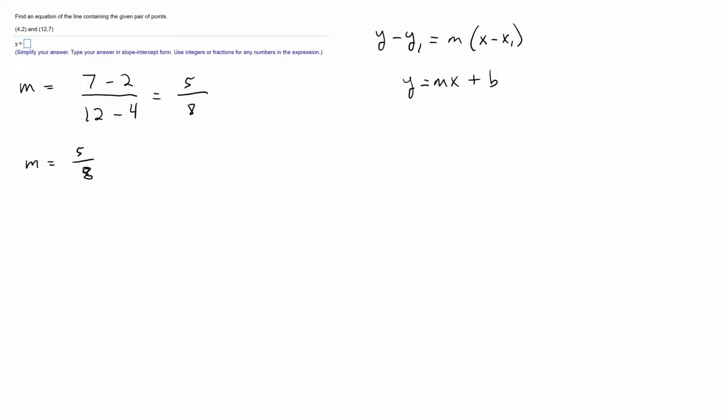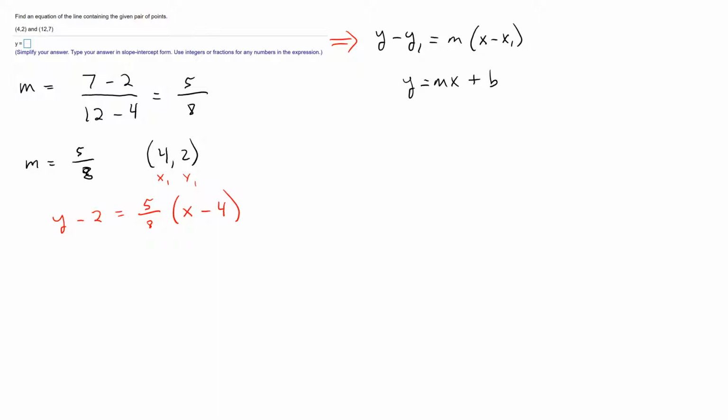All right, so the slope is 5/8, and then we're given 2 points. We can use either one we want. I guess I'll use the first one. So the 4 is going to be the x sub 1, and the 2 is going to be the y sub 1 in the point-slope form. So point-slope form is y minus the y-coordinate, which is 2, equals the slope, and then x minus the x-coordinate.